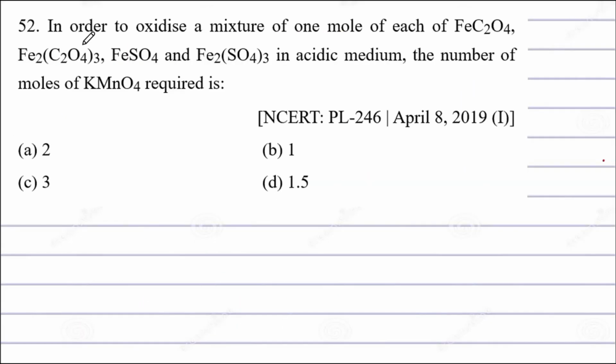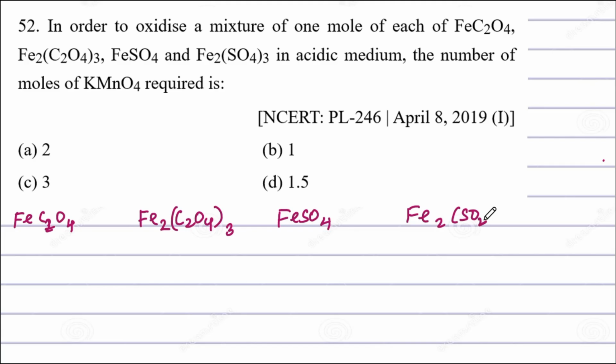The next question is, in order to oxidize a mixture of 1 mole of each of FeC2O4, then Fe2(C2O4)3, FeSO4, then Fe2(SO4)3. So to oxidize the 4 compounds given below in acidic medium, the number of moles of KMnO4 required is. So all the 4 compounds are oxidized all together.